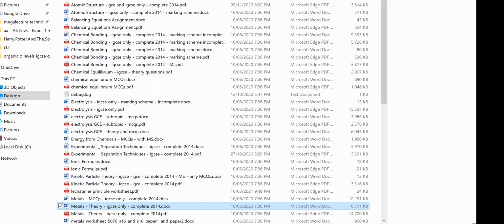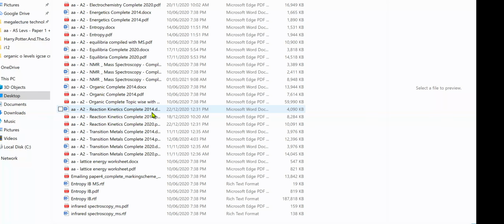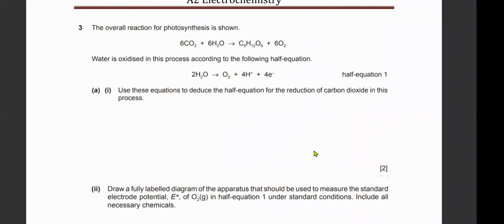So now what we are going to do is we're going to do past papers of this. So this one, electrochemistry. I'll send the worksheet as well. Starting with the first one, which is actually the most difficult one, the trickiest one.